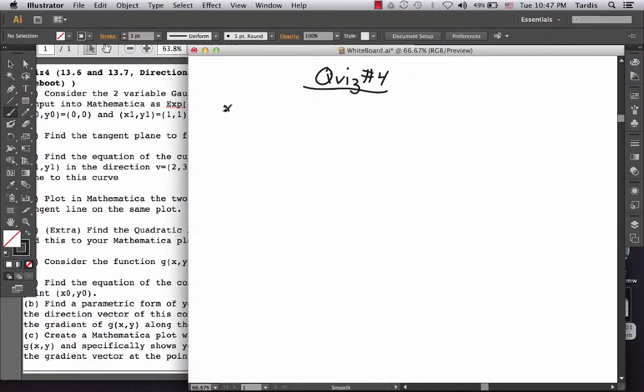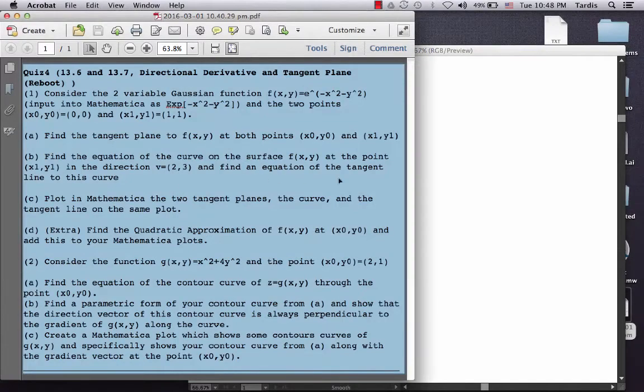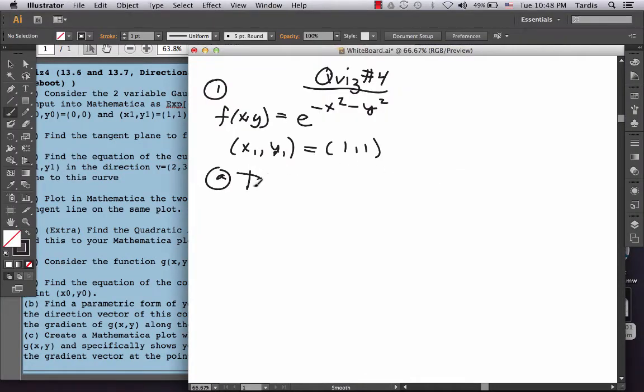So let's take a look at this function f of xy. This is part 1. F of xy is equal to e to the negative x squared minus y squared. And I'll just consider part of the solution here. We'll just look at the point 1, 1. And the first part, A, let's find the tangent plane to this function at the point 1, 1.